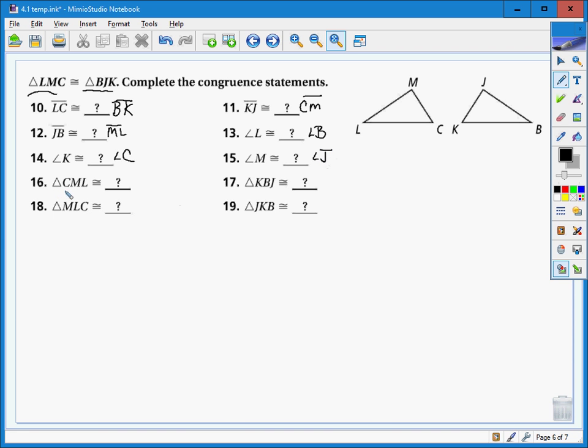What if they said the triangle CML? CML. What would this one have to be? KJB. Make sure that whatever C was corresponding with, it's still corresponding with in that congruent statement. KBJ would be triangle CLM. Everybody okay with the concept that's here? Okay.